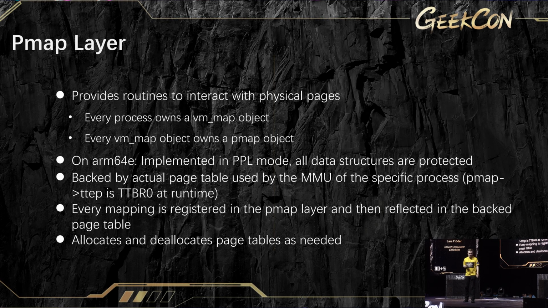So let's discuss the PMAP layer. The PMAP layer is a layer to interact with physical pages. On ARM64E, as explained, it's entirely covered by PPL, so all structures related to it are protected by PPL, and without a PPL bypass you cannot interact with them or override things. But we have a PPL bypass, so for this talk it's not that relevant. As I explained, the MMU will use the page table that the PMAP layer manages at runtime to translate addresses.